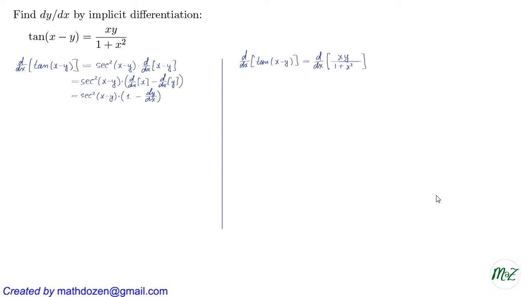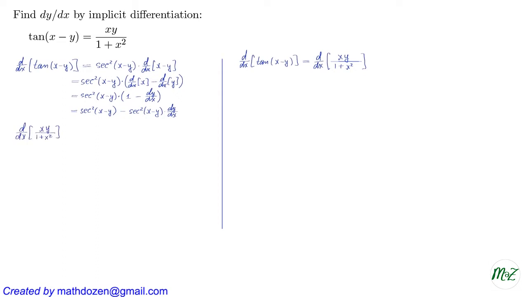And derivative of x is 1, derivative of y is dy over dx. And then it's actually beneficial to distribute secant squared x minus y over those two terms, so that we get secant squared of x minus y minus secant squared of x minus y times dy over dx. So that's as far as we're going to go with derivative of tangent of x minus y.